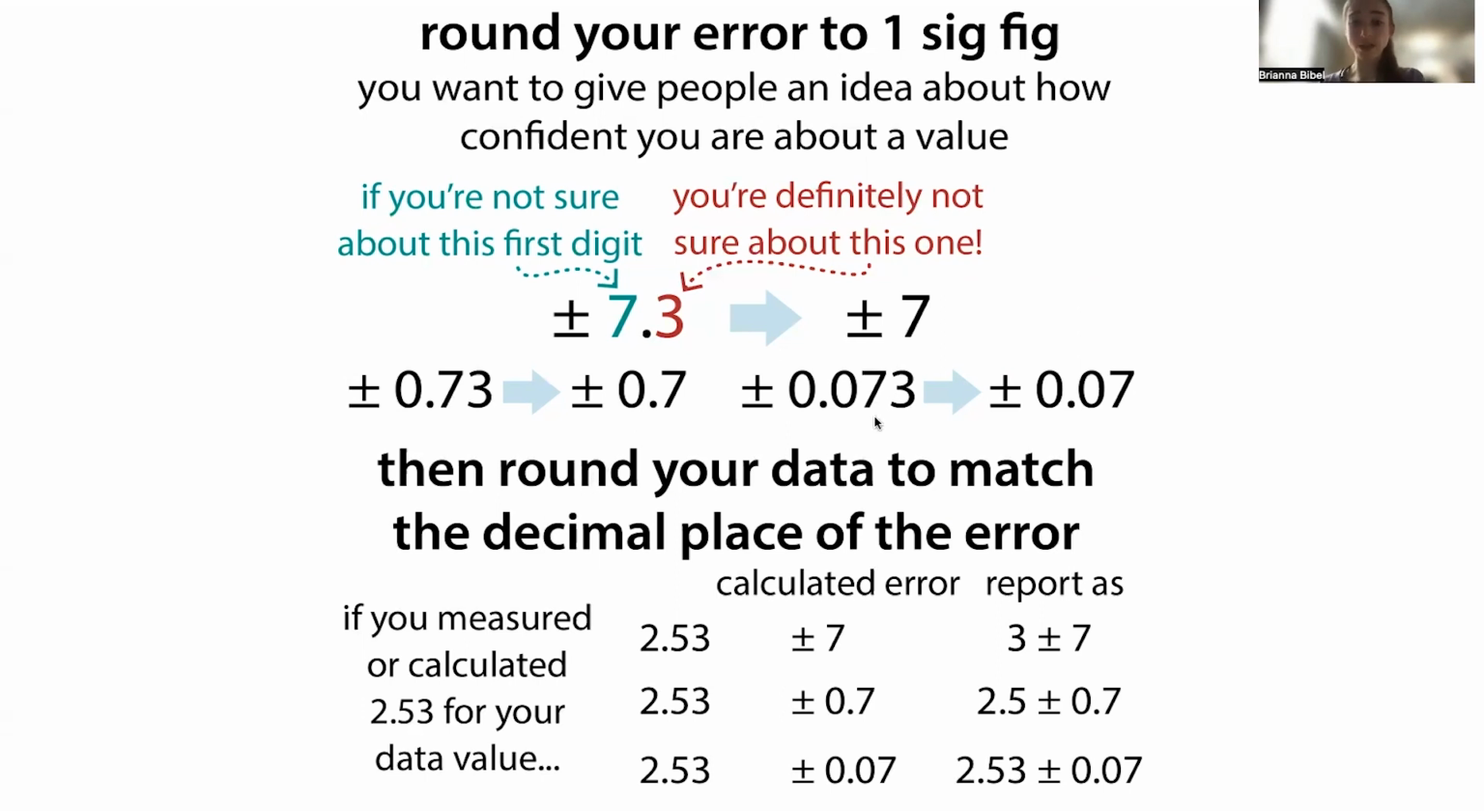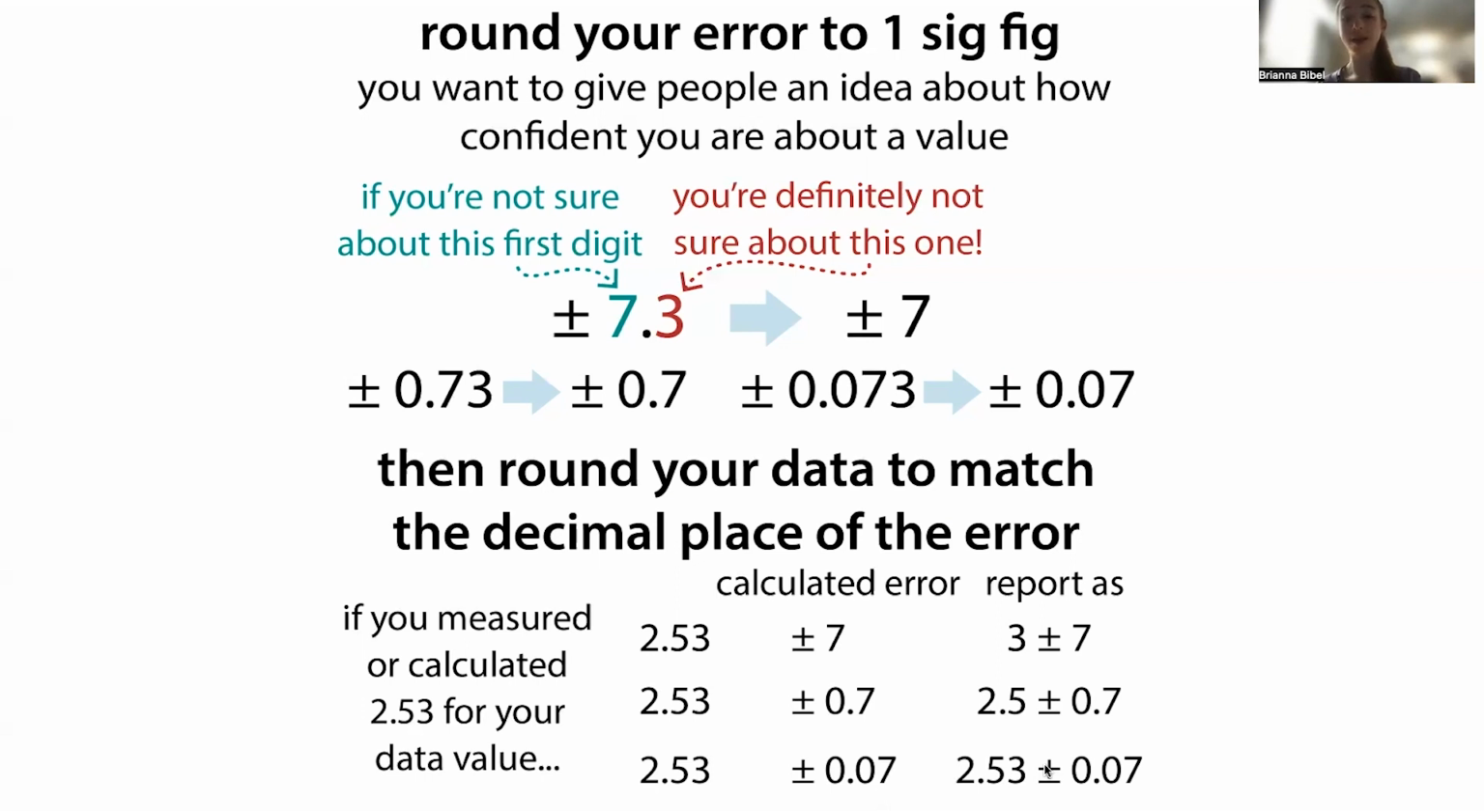And so remember, the leading zeros are just fluff. And now you're going to round your data to match the decimal point of the error. So if you measured or calculated 2.53 for your data value, but your calculated error was plus or minus 7, you would report this as 3 plus or minus 7 because you need to round your data to match the one significant figure error. 2.53, if your error was 0.7, well, now you would do 2.5 plus or minus 0.7. And only in the case where you had your error out at the 0.07, were you able to report your full 3 sig figs that you put in, the 2.53 plus or minus 0.07.